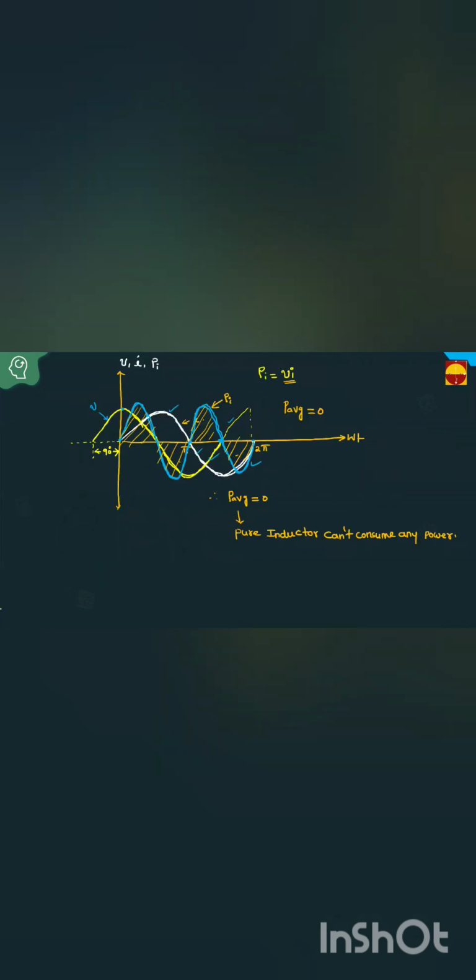This is for a sinusoidal AC source across an inductor. Next, you have to see a sinusoidal AC source across a capacitor. The third one is a sinusoidal AC source across a capacitor.